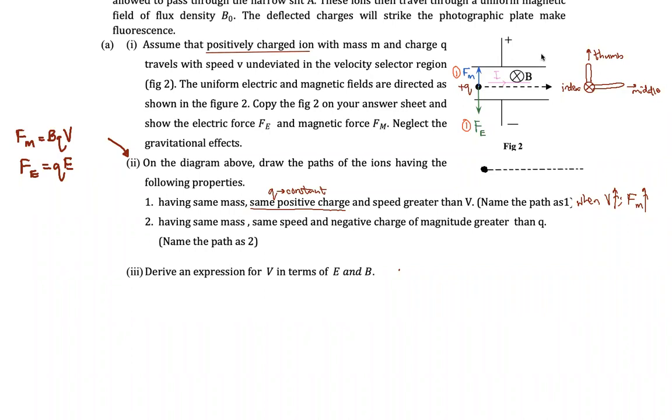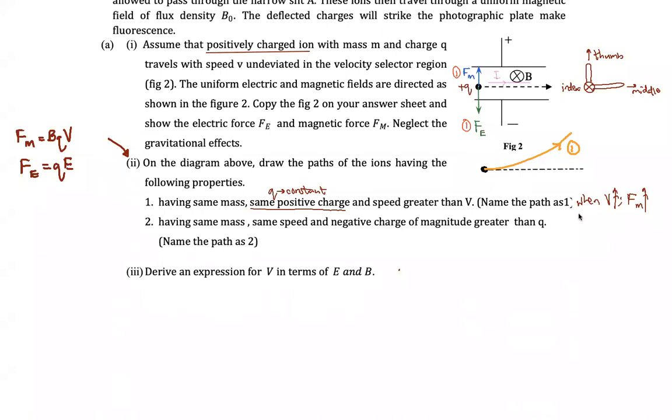So for the first path, obviously, the force is increasing upwards with time. So there will be an upward force. The path will bend upwards like this. This is going to be path 1, because the upward force is increasing. Why is it bending like that?